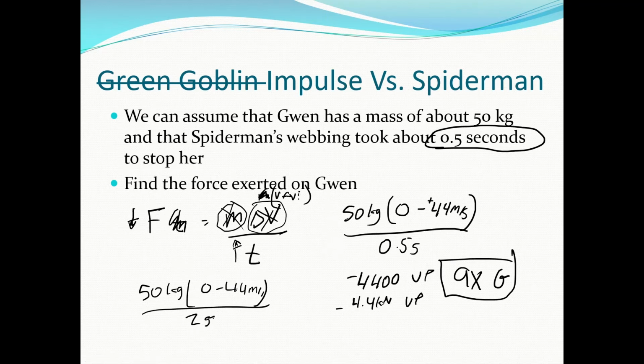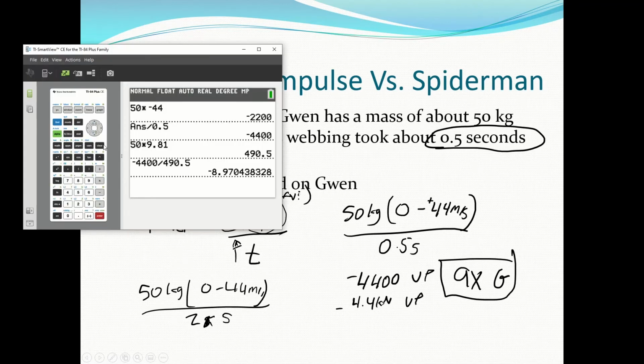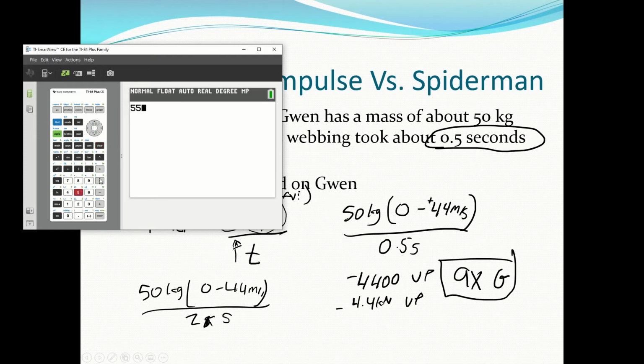Sorry, that's an S. That's a terrible S. It looks like a 5. Let me try again. Yeah, it's still pretty bad. So let's 4 times the time. If we 4 times the time, we're going to 1/4 the force, but we'll just type it in anyway. So 50 times negative 44, and then we divide it by 2 seconds, right?